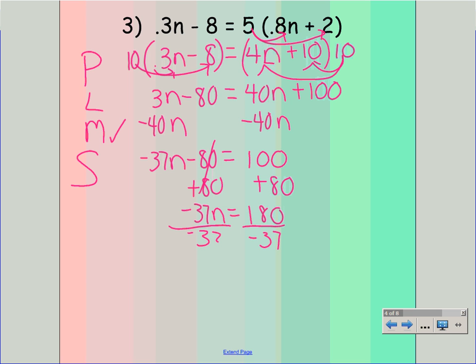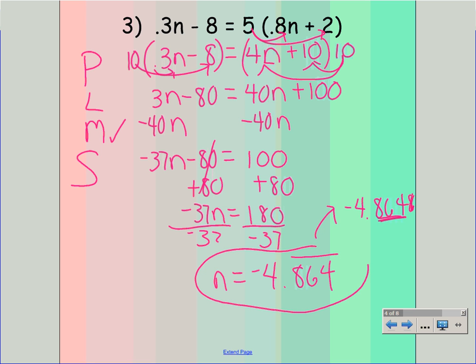And I end up with not the prettiest of decimals. I've got what? A negative 4.864 repeating. So if I can avoid rounding, I'm going to avoid rounding. So in other words, this is what you see in your calculator. And then I'm going to run out of room here, 864. So that part of the decimal is repeating. Final answer. Hopefully you're starting to feel a little bit more comfortable with eliminating the decimal in the equation.